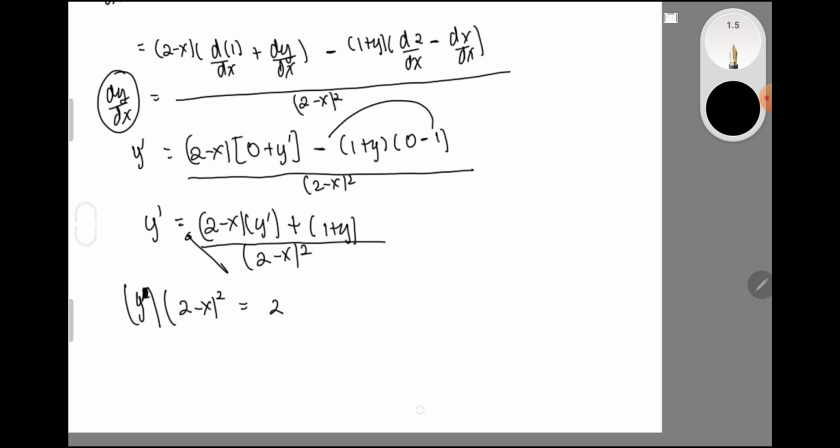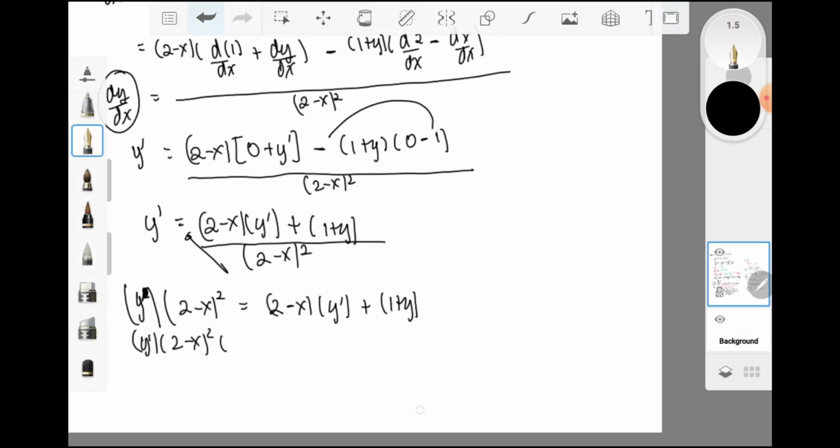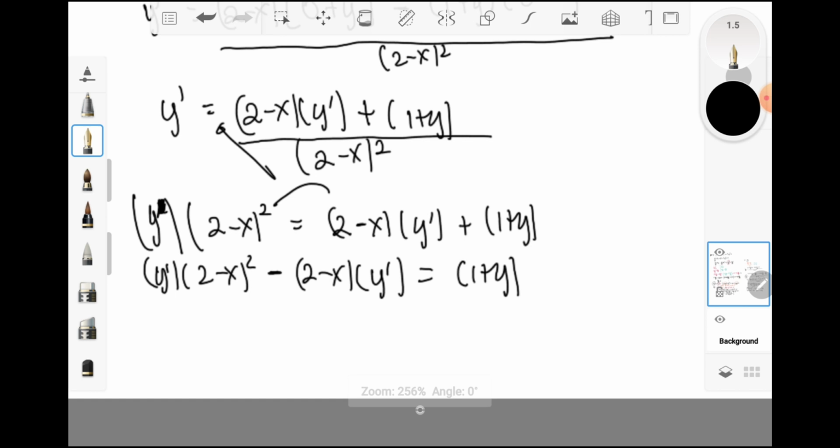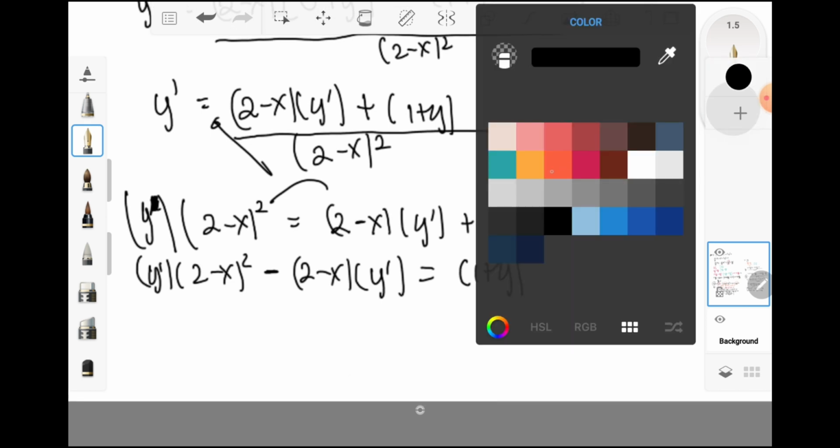So y prime multiplied by 2 minus x squared equals 2 minus x multiplied by y prime plus 1 plus y. So let's gather everything with y prime together, so therefore we'll have a value equal to y prime multiplied by 2 minus x squared minus 2 minus x multiplied by y prime. So, I transpose this here, no? Kaya naging negative siya, equals 1 plus y. So as you can see, we can factor out our y prime here.